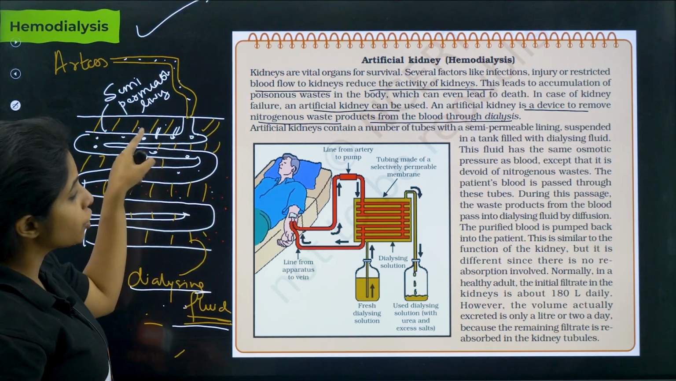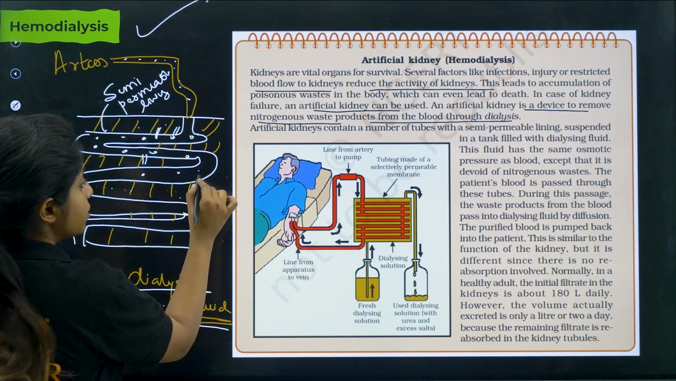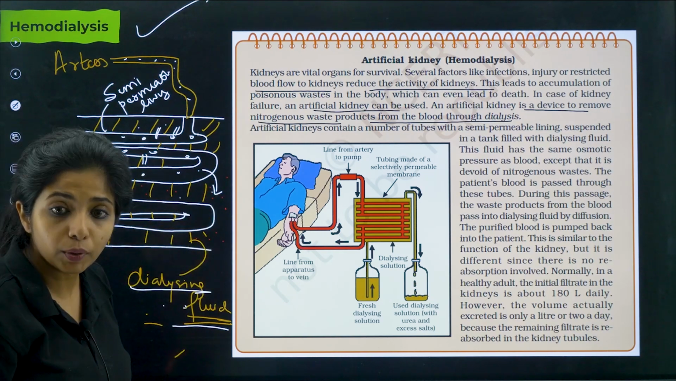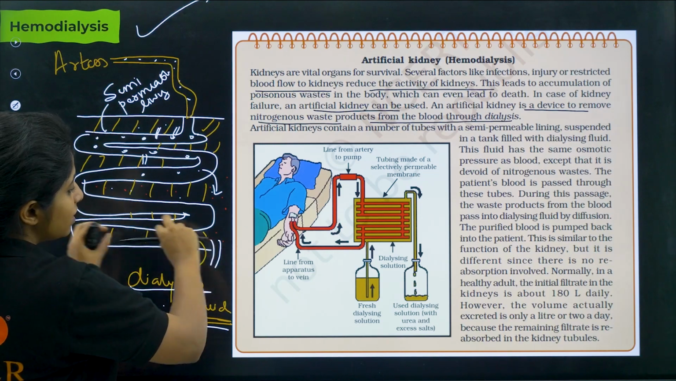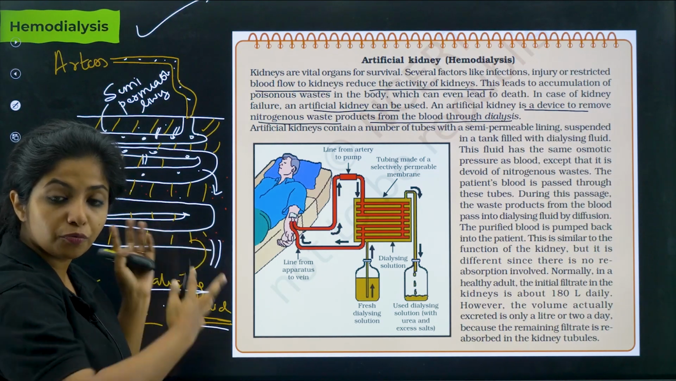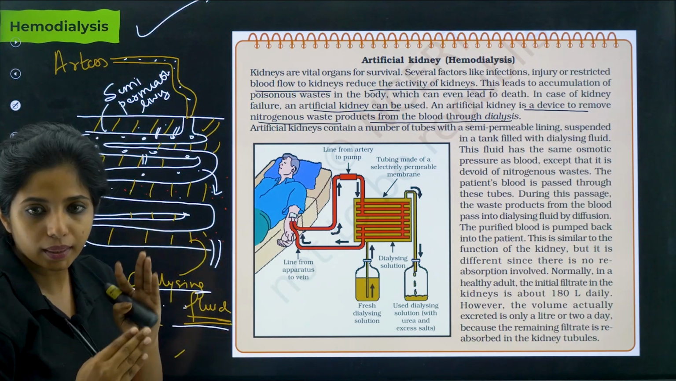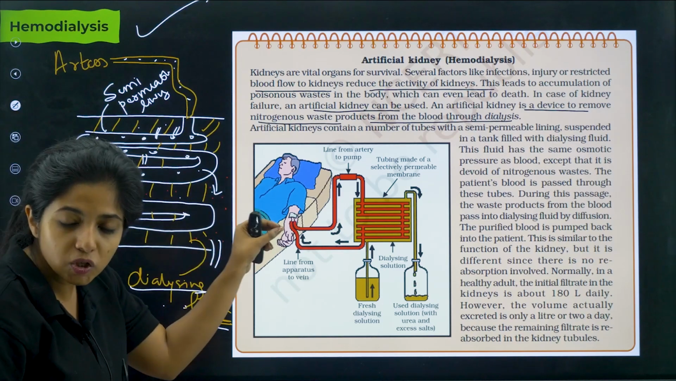From higher concentration, urea will be moving towards lower concentration, that is within the dialysing fluid. And then what happens within the dialysing fluid? Basically, this dialysing fluid is replaced every now and then, so we are removing excess amount of urea every now and then. And also in this process, sometimes the ions also come out.